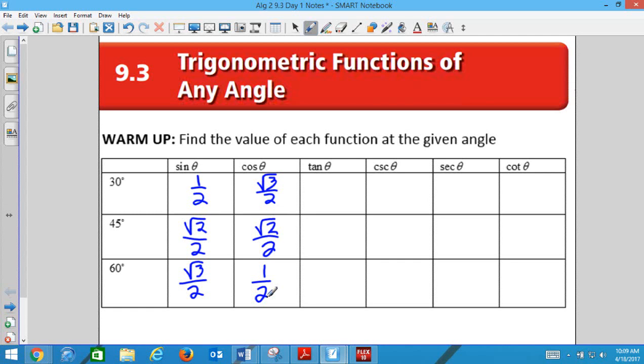Tangent. Tangent of 30 is the one with all the 3's. So tangent of 30 is the one that we had, square root of 3 over 3. You've got to remember it.